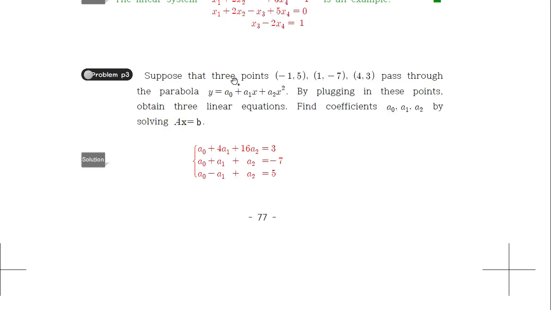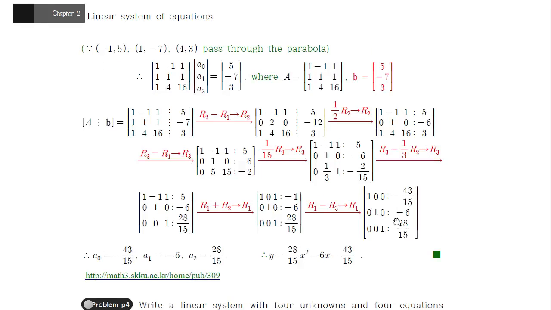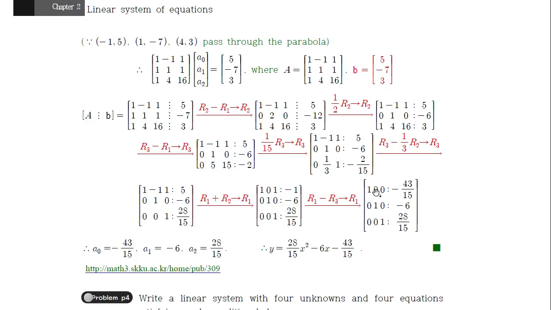Suppose 3 points pass through a parabola, then by plugging in the 3 points, you obtain 3 linear equations, isn't it? If these 3 points pass through this parabola, then you have equations that satisfy these 3 points like this. From here, you can build up a linear system of equations, and you can find the RREF of it, which gives you A0, A1, and A2, which gives you the quadratic equation.